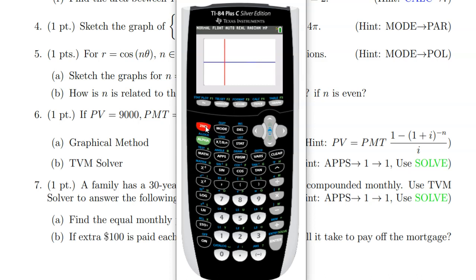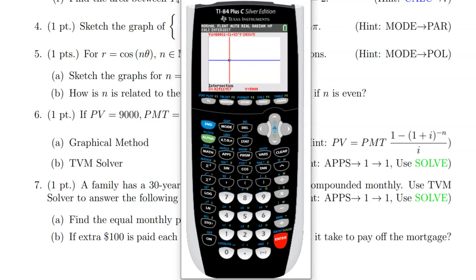So we're going to go to second trace. Trace. Yep. Then intersect is 5. So we're going to do 5. All right. And first curve, just enter. Second curve, just enter. And then guess, enter. And then it finds the intersection. So it's going to be 0.0291. So it's going to be 2.91 is the percentage, I. All right. So that's the graphical method, right?